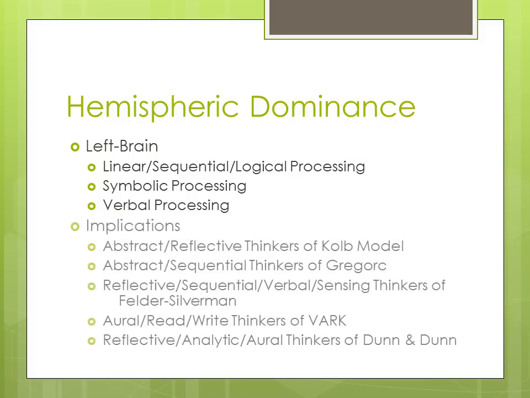analysis of the situation. So the implications for the learning styles then: the abstract and reflective thinkers of the Kolb model, the sequential people, the people that are going from detail to detail, the verbal, lingual people of the Felder, Silverman, and VARK models, and the oral, all the things dealing with language, dealing with analysis and reflection on an experience. These are all going to be things that are dealt with in the left brain. So thinkers that are dominant in these processes are probably also left brain dominant.